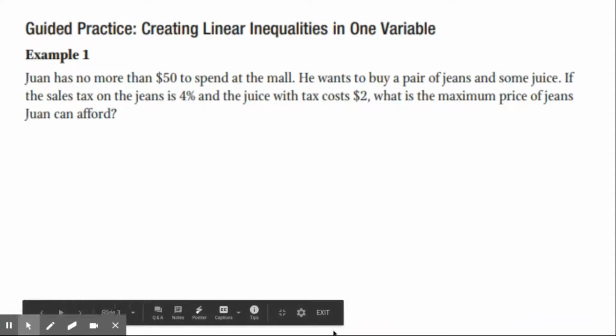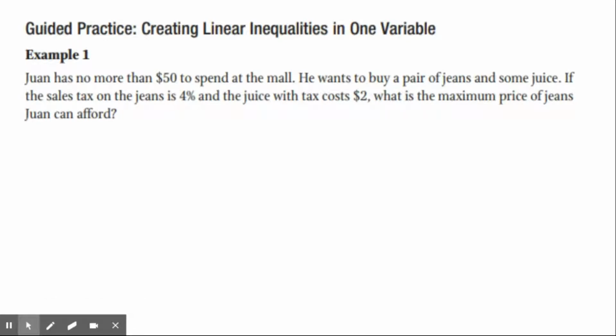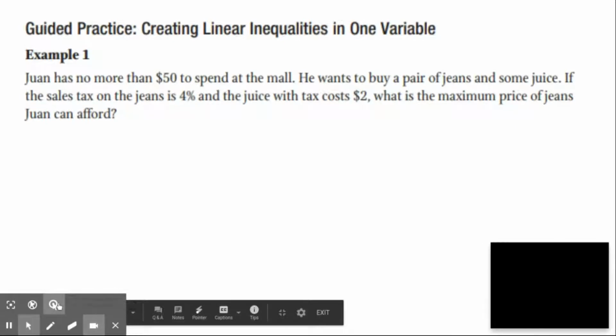Example 1. Juan has no more than $50 to spend at the mall. He wants to buy a pair of jeans and some juice. If the sales tax on the jeans is 4% and the juice with tax costs $2, what is the maximum price of jeans one can afford?